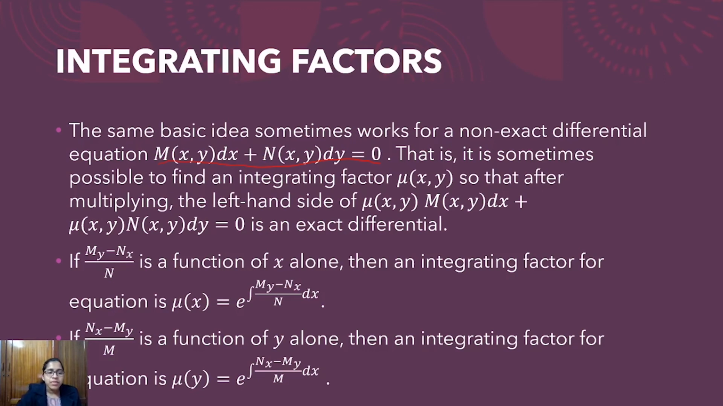Now the next one is, if nx minus my by m is a function of y alone, then the integrating factor is mu of y is equal to e raised to integral of nx minus my by m into dy. These are just simple formulas that you have to keep in mind: my minus nx divided by n, and nx minus my divided by m. So the first one, when we divide it by n, if it is a function of x alone, then the integrating factor will be e raised to the integral of that function into dx.